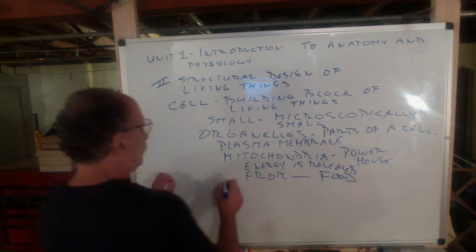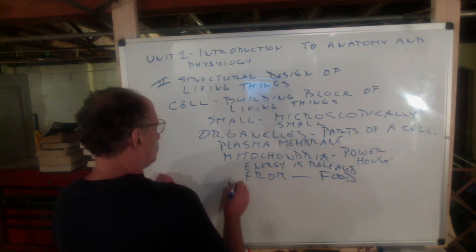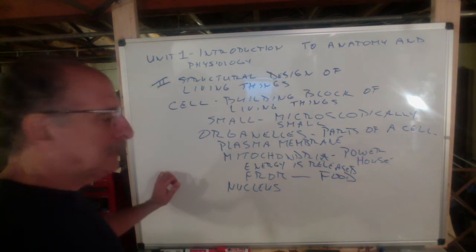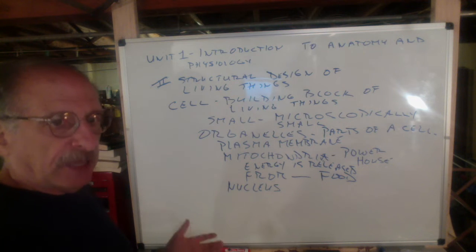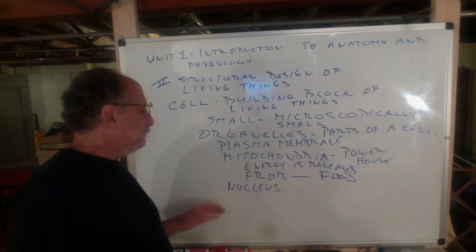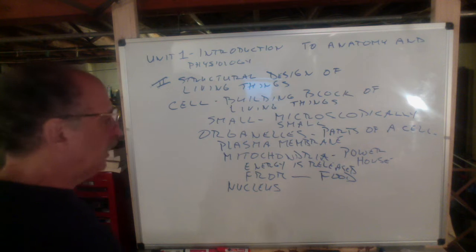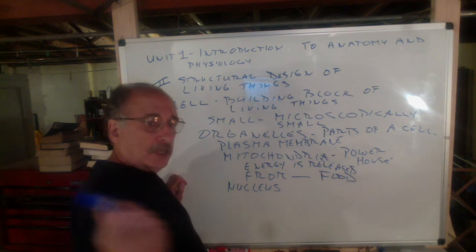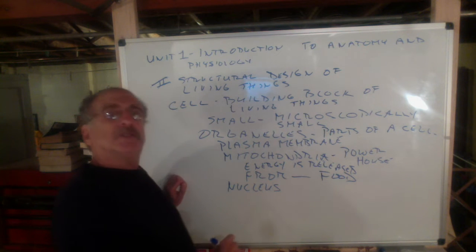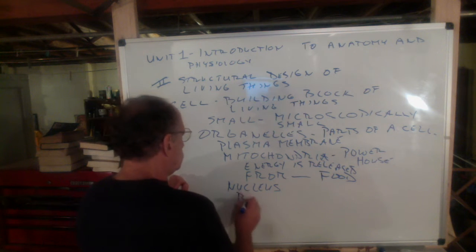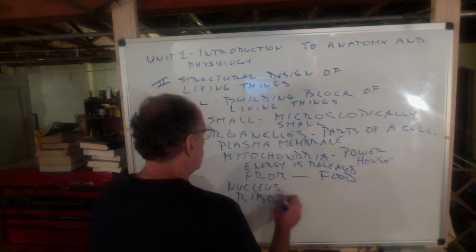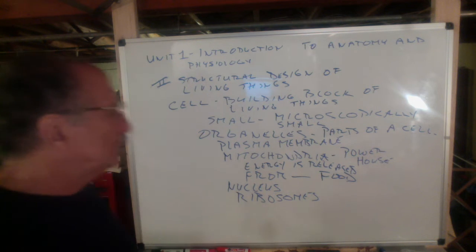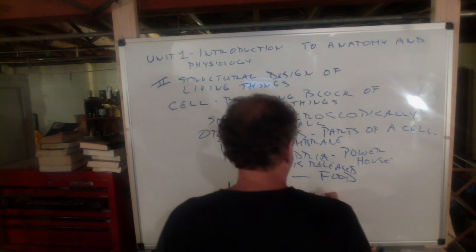You might have heard of the nucleus, which controls the cell. Some people say it's like the brain of the cell. I don't particularly like to think of it that way. But the nucleus helps to control the cell. Can you think of any others? Anybody? Just raise your hand. Ribosomes. Can you see this still? Ribosome. What happens at the ribosomes? Protein synthesis.